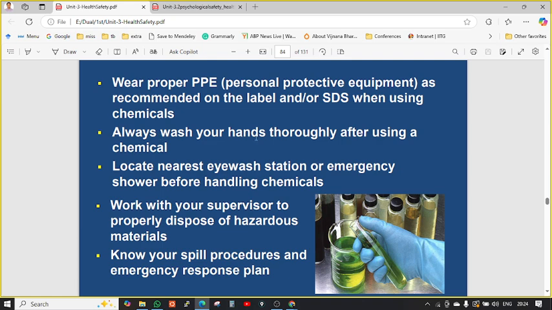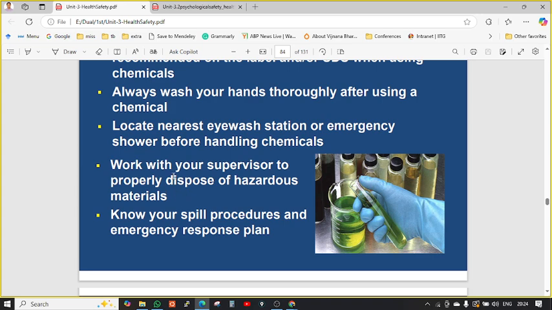So always wash your hands thoroughly after using chemicals. Even if you are using gloves, which is recommended, after using them wash your hands before eating food or taking things, and locate the nearest eye wash stations, where there is a water basin. You should locate these things. Work with your supervisor to properly dispose of hazardous materials. If you see some chemicals placed here and there, report to your supervisor or mentor to dispose of the chemical so that no one else can be harmed.